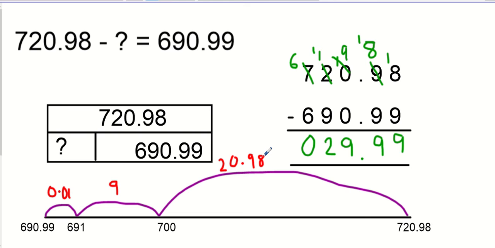Okay, so now all I need to do is to add my jumps together. So 20.98, okay, add 9 is 29.98. And then add the 0.01, it says 29.99, which matches that answer.